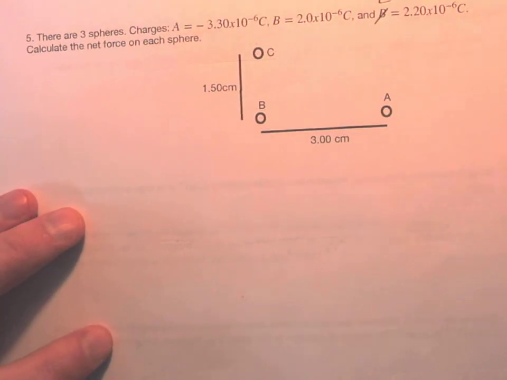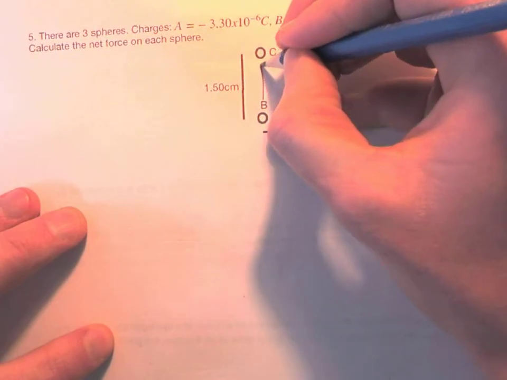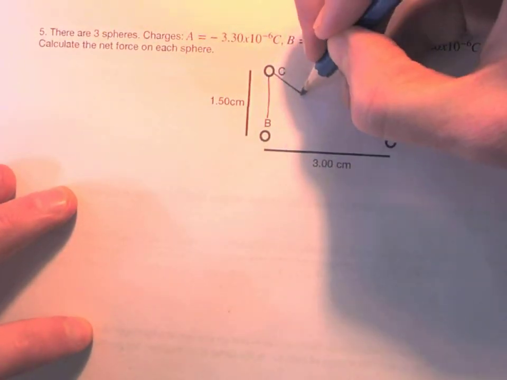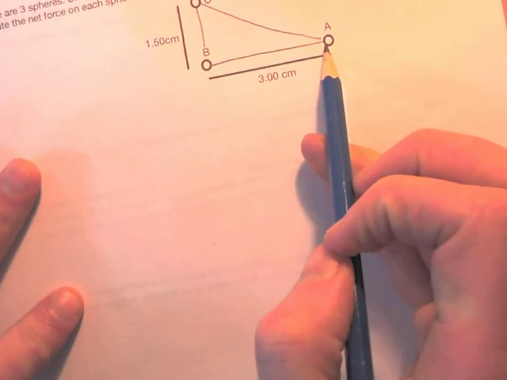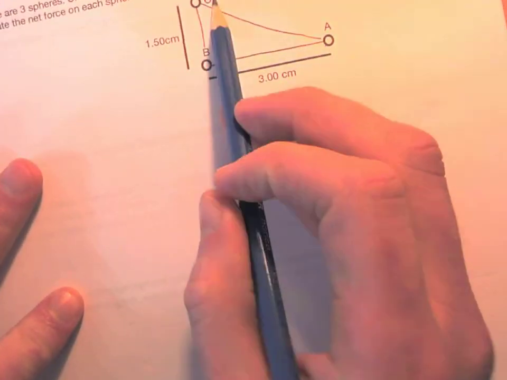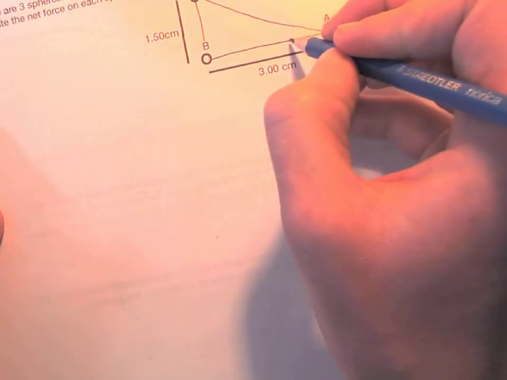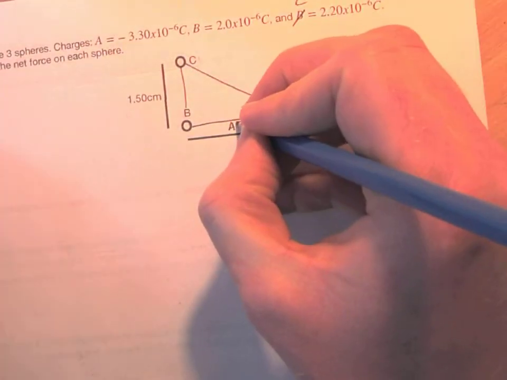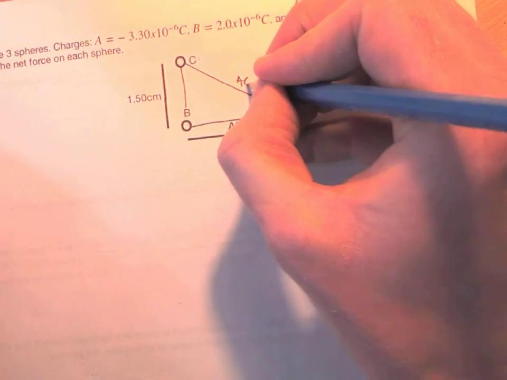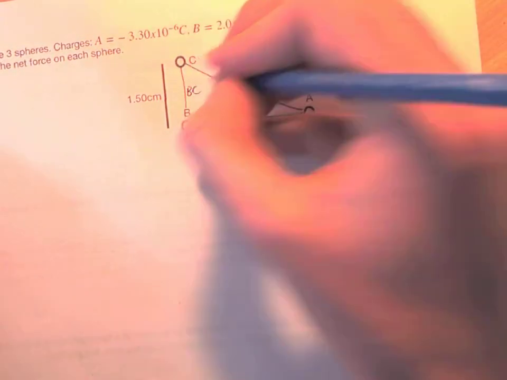So you can kind of expect a triangle happening here. The distance between A and B is 3 centimeters. The distance between B and C is 1.5. So let's find the forces of each of these. There's going to be a force here, A and B. There's going to be a force here, A and C. There's going to be a force here, B and C.